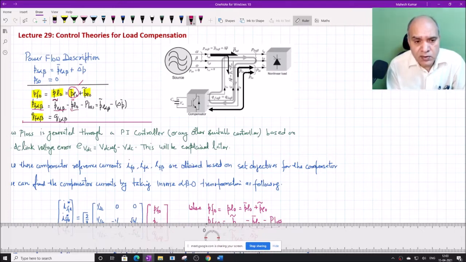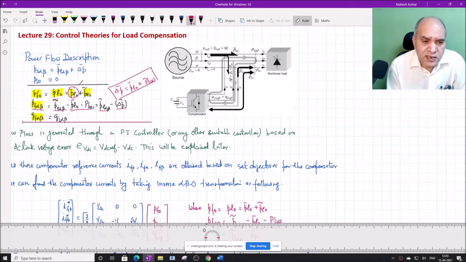For a practical inverter, the losses have to be taken into account, and therefore minus PL0 minus P loss. These are real components of power, but they are very small actually, maybe 2%, 5%, 10%. Then this is equal to PL alpha beta minus delta P bar. Delta P bar is nothing but the real power corresponding to the zero sequence average power plus the P loss in the inverter.